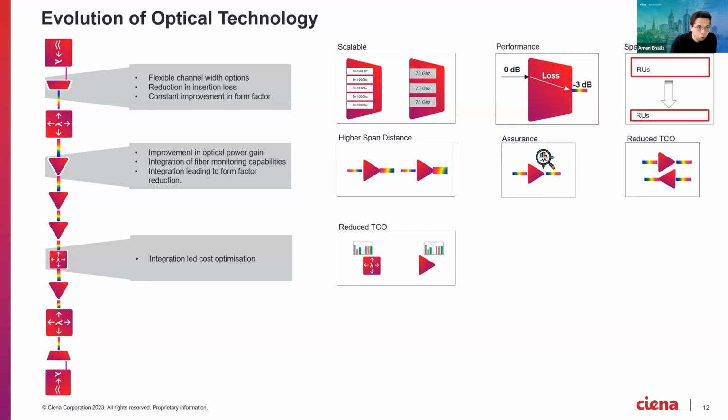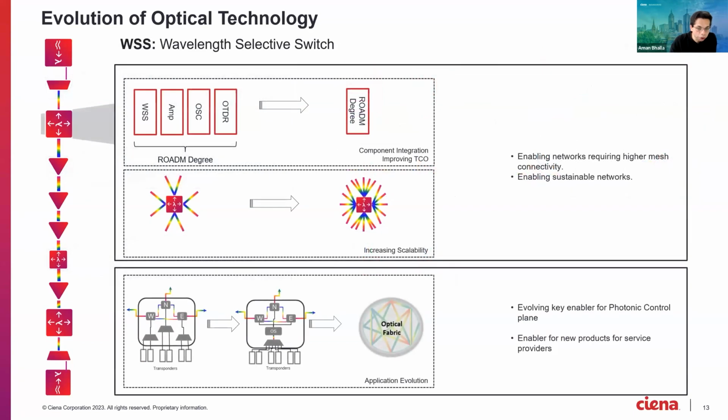Now I will go to the ROADM, which has again gone through multiple evolution phases. The first and foremost is the degree. Degree is usually one particular direction coming out of a network element. If we talk about one ROADM degree, it's not just one module. It usually comprises multiple modules.